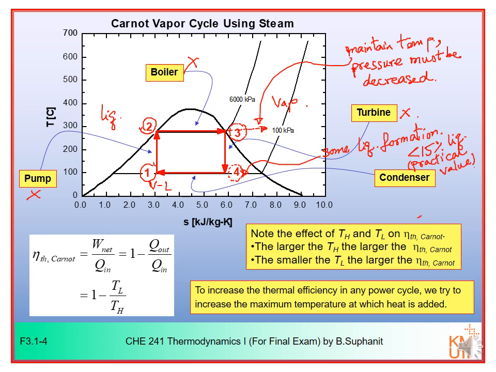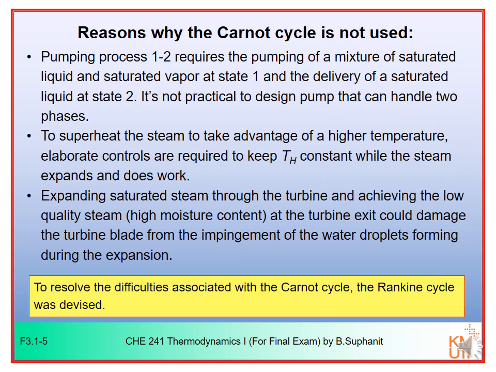Less than 15%. Okay, so you can see with these 3 reasons we cannot use the Carnot vapor cycle with the vapor or steam. So to resolve the difficulties associated with the Carnot cycle, the Rankine cycle was devised. So we will create the Rankine cycle instead. And in this slide, the explanation that I have just explained previously.